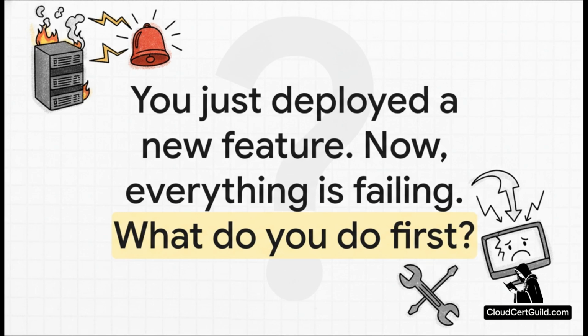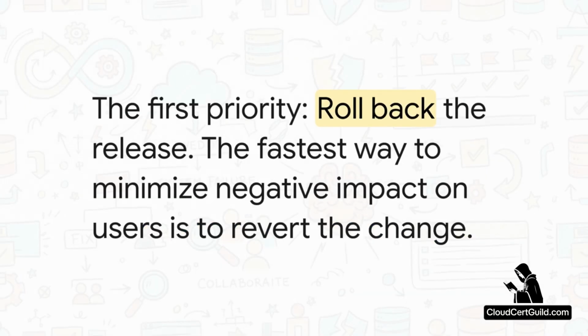So here's the question for you. With the whole system on fire and alarms going off everywhere, what's your very first move? What do you do right now? The answer? It's got to be simple and it's got to be fast. You roll it back. You don't start investigating, you don't start trying to figure out why, you just stop the bleeding. Your number one job is to get the service back up for your users, and the fastest way to do that is to undo the change you just made.